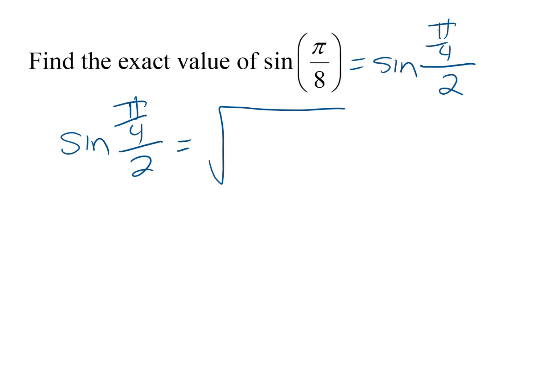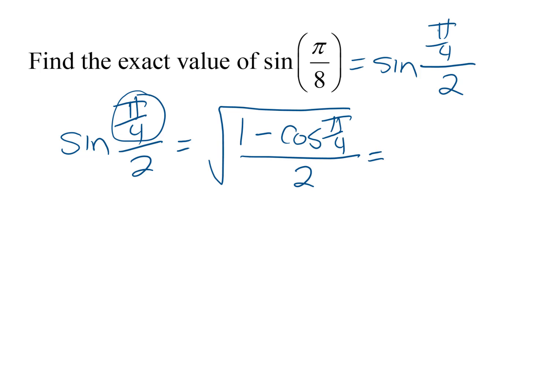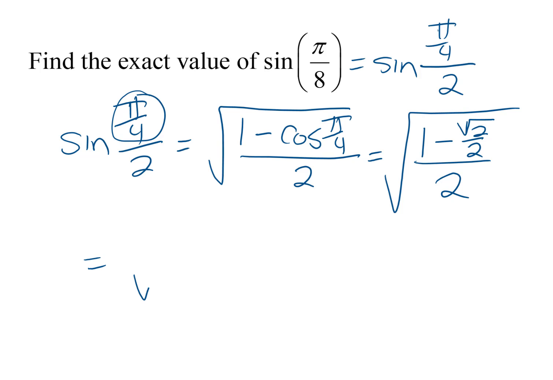But this one's going to be plus the square root of 1 minus cosine of this angle here, which is pi fourths, and then over 2. So square root of 1 minus cosine of pi fourths, which is square root 2 over 2, and then that's over 2. Now this is looking just like the one we just did, because we had pi fourths over 2, or we had 45 degrees over 2, and they're the same angle. So we would expect to get that same answer.